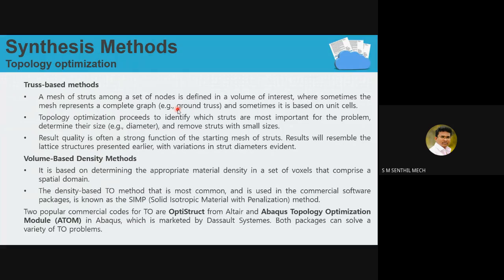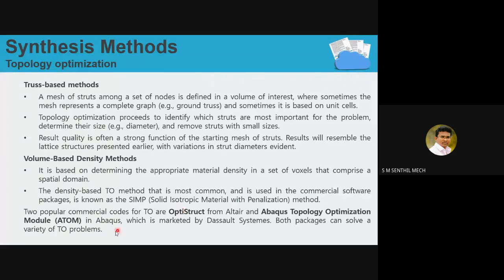And when talking about the volume-based density method, it just depends upon the amount of material that is being deposited. This density-based TO method is the most common, and it is used in commercial software packages to carry out this topology optimization. Two widely used and very popular commercial packages are OptiStruct, given by Altair, one of the leading CAE package delivering companies, which has a module that helps you perform topology optimization work.